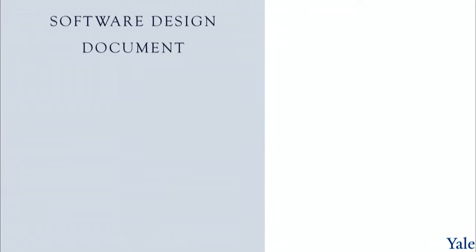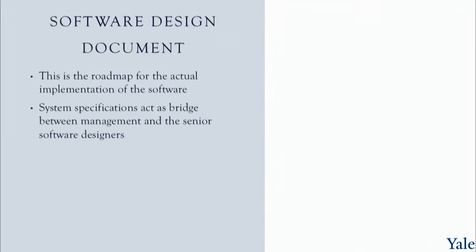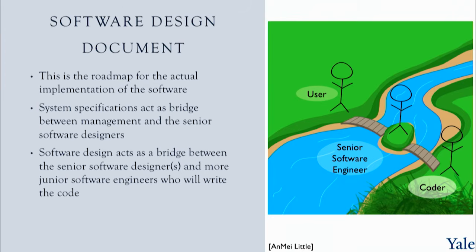So after the system's requirements specification, we have the software design document. This is the roadmap for the actual implementation of the software. We'll talk about this in week 7. Whereas the system specification acts as a bridge between management and the senior software designers, the software design acts as a bridge between the senior software designers and the more junior software engineers who will write the code.